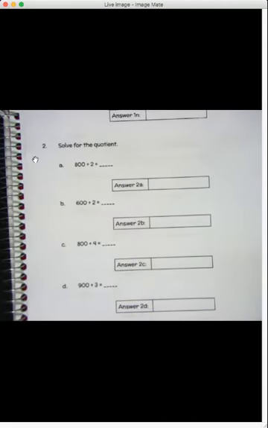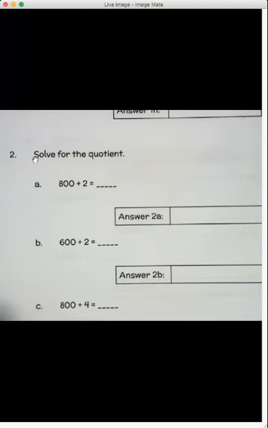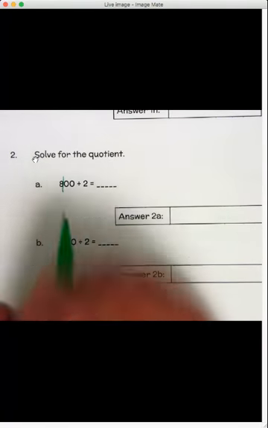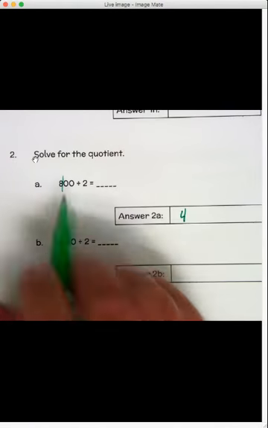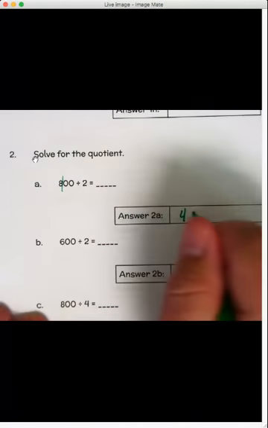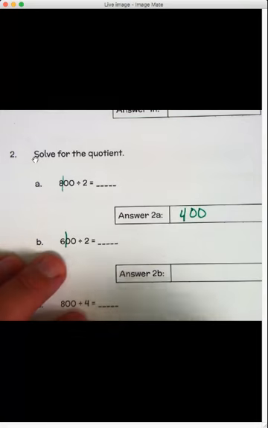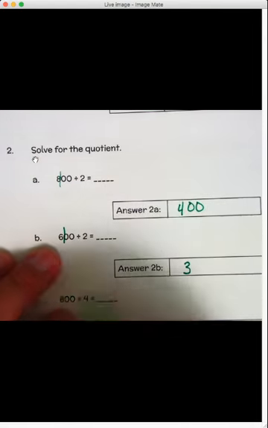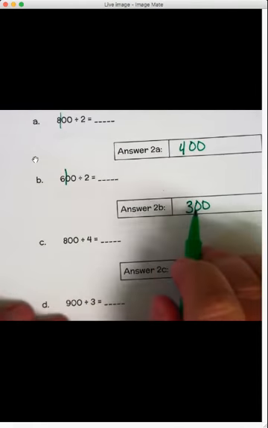If you know your facts, this gets quick and easy. If you don't know your facts, you're going to have to do a lot of thinking. All right? So, 800 divided by 2. Let's take the 8. What's 8 divided by 2? It's 4. And then we're going to add 2 zeros. So 800 divided by 2 is 400. 600 divided by 2. Let's take the 6. What's 6 divided by 2? It's 3. And we'll add 2 zeros. So there's 300 and 600.